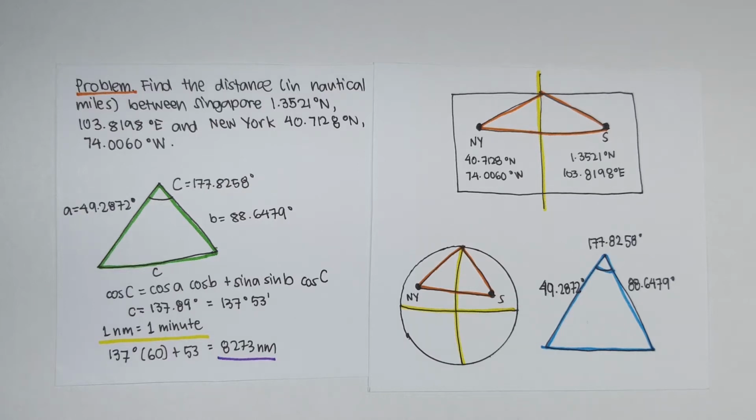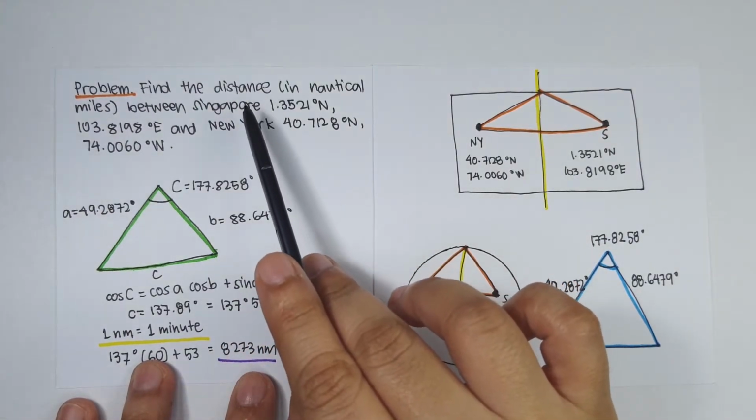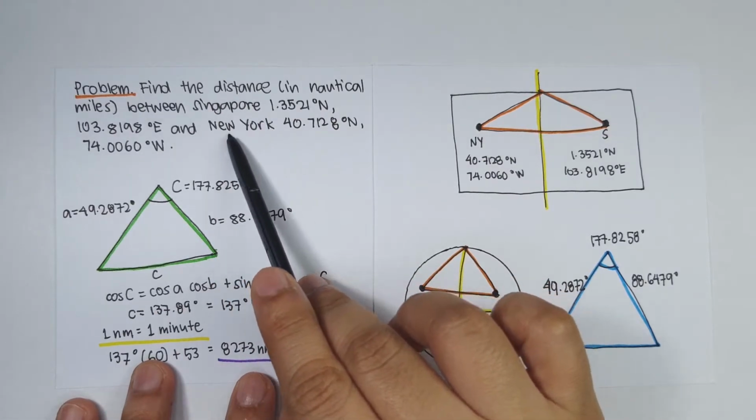Now, let's try to solve problems where we have to find the distance between two locations, where one is at east and one is at west. So, number 1, find the distance in nautical miles between Singapore and New York.